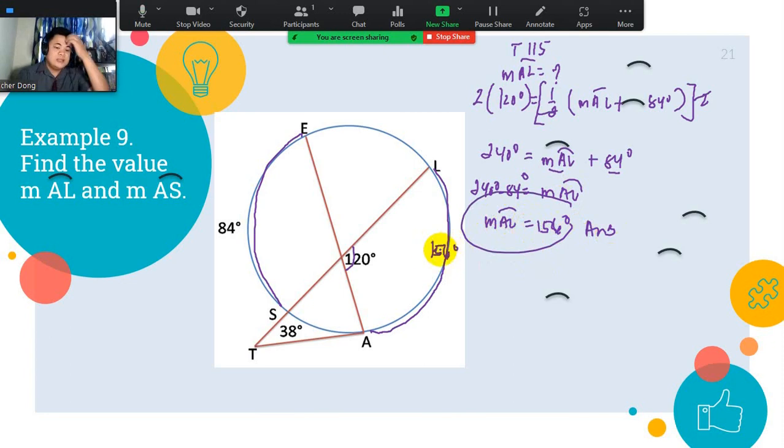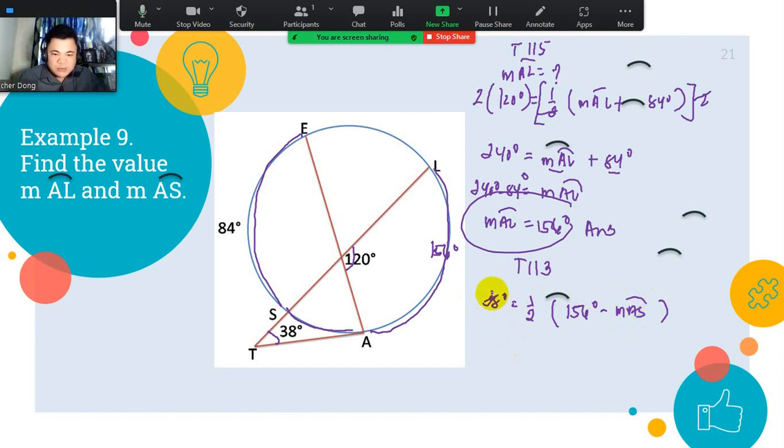156 degrees. Then next, since we already have the measurement of arc AL, we can proceed now in solving for arc AS. So to solve for arc AS, we have the far arc and then we have the near arc and then we have the exterior angle. So we have to use here Theorem 113, the intersecting secants interior theorem. Even though the other one is a tangent, we can see that the angle is located outside the circle. So the angle formed is 38 degrees equals 1/2. This time it is subtraction times the far arc, which is 156 degrees, minus the near arc, which is unknown.